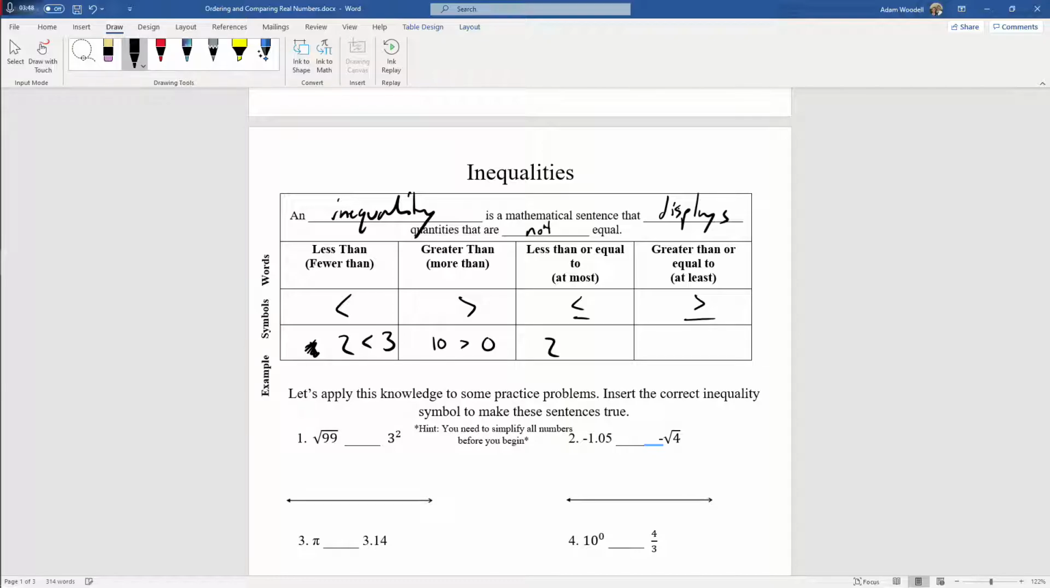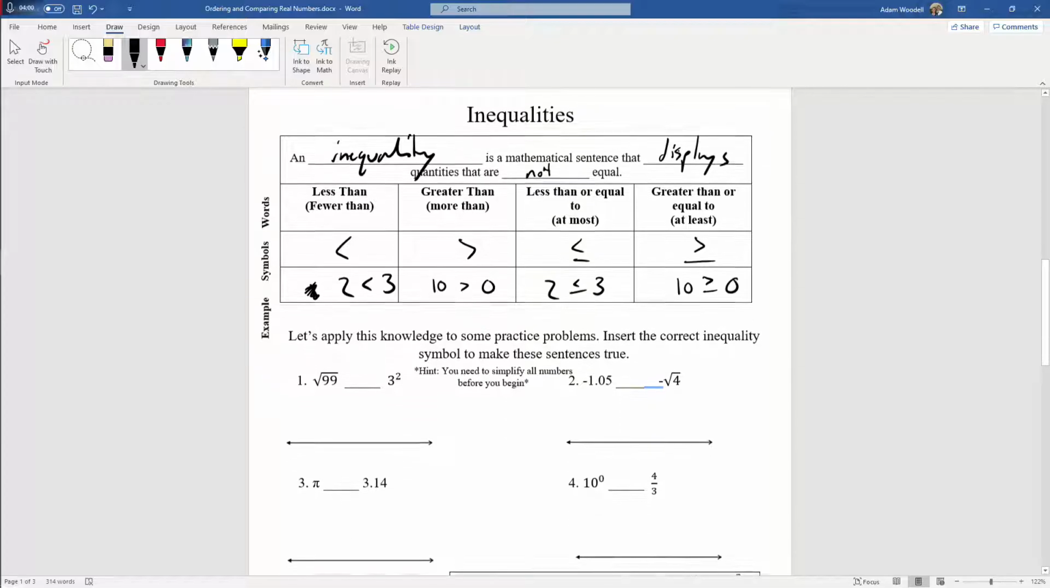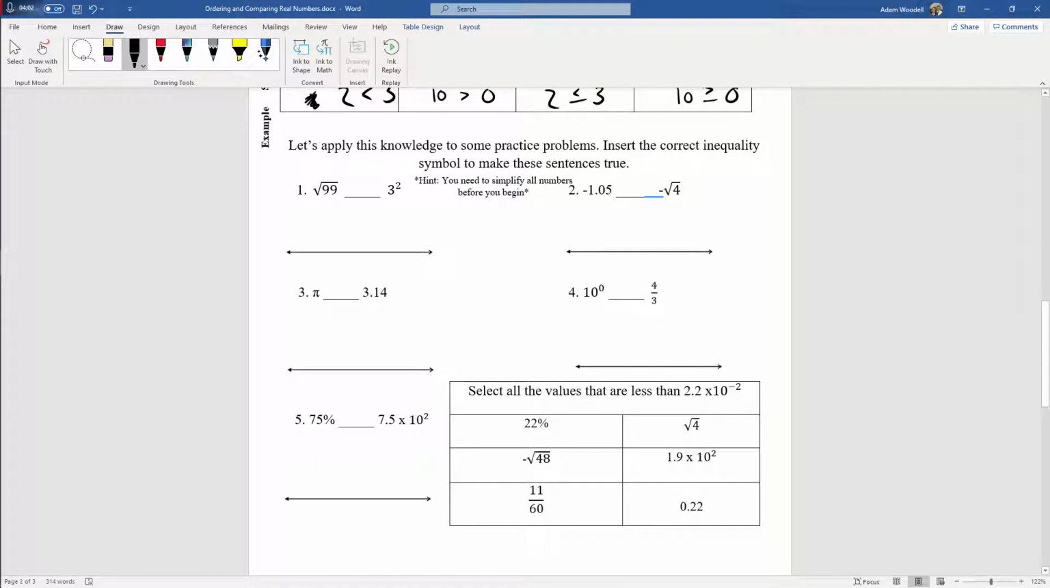I mean, we could go back to this. 2 is less than or equal to 3. And then I guess we could say 10 is greater than or equal to 0. But the idea is that for the ones that have the lines underneath, they could be equal, right? Next, we're going to just compare what we know. Just do some practice problems, and then I'll let you guys finish the sheet on your own.